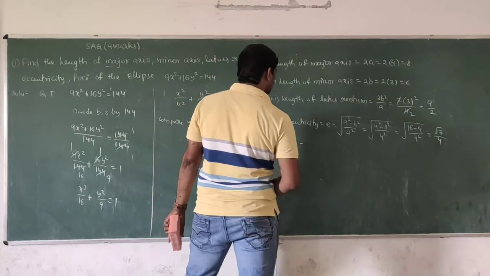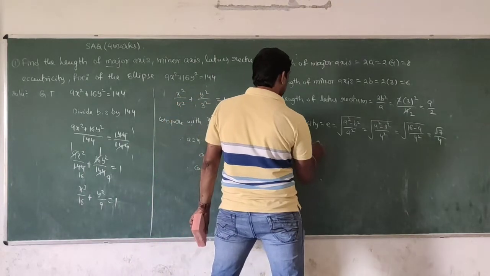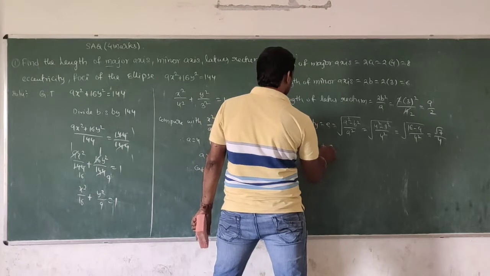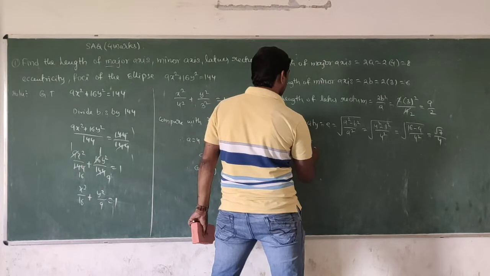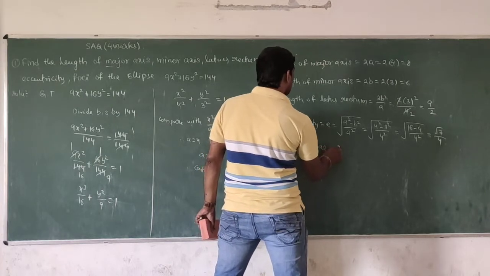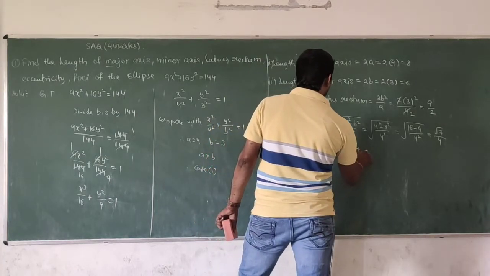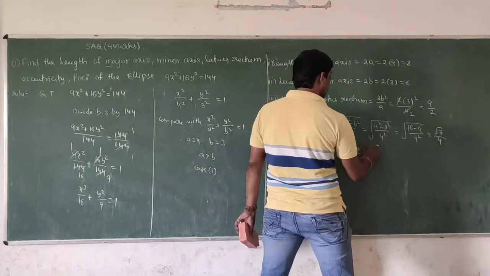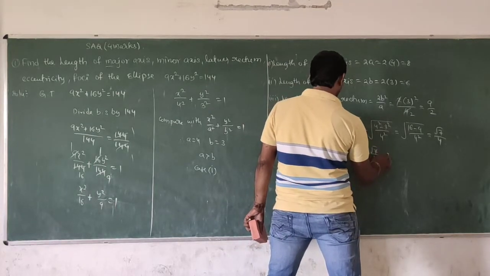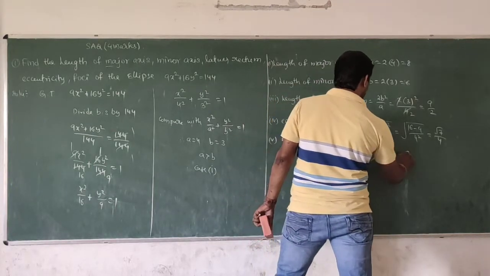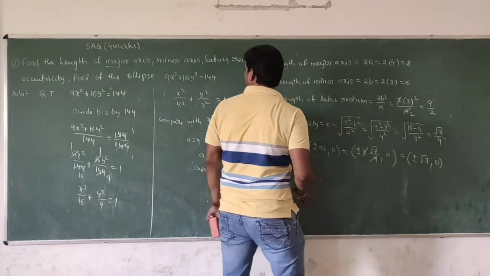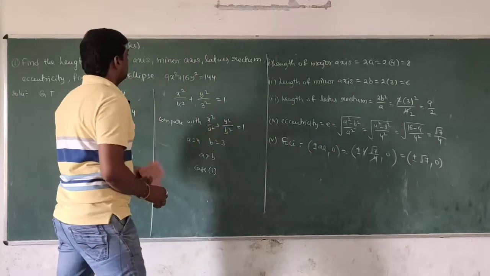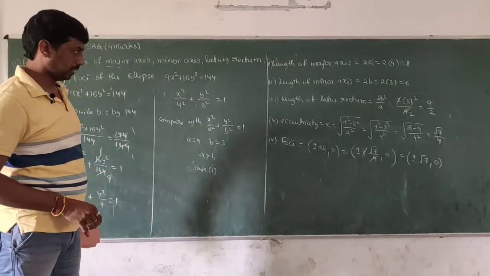Next, foci. In the first case, plus or minus c comma 0. Plus or minus a value 4 times e. So a value 4 times root 7 by 4, so 4 cancels. Plus or minus root 7 comma 0. That's it. Okay, the foci are also completed.